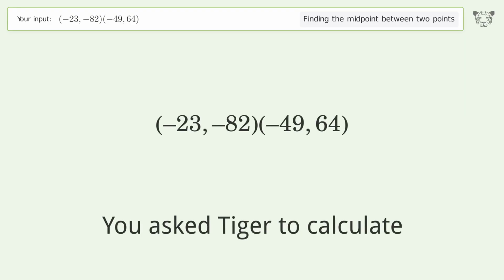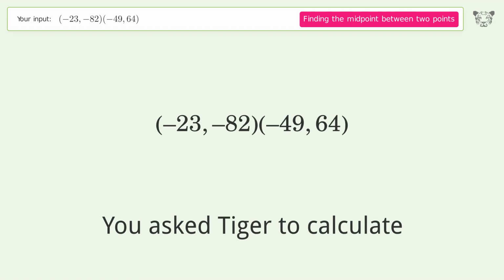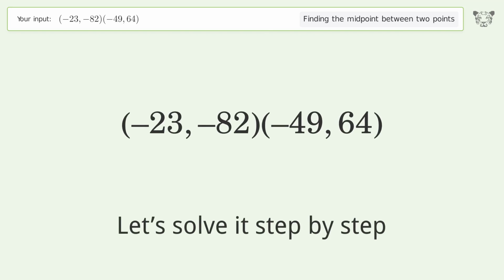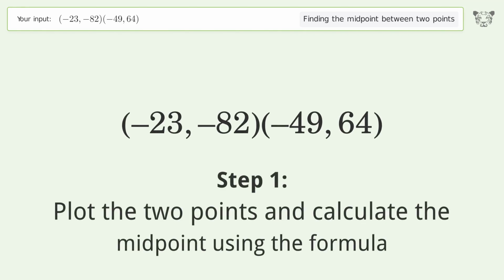You ask Tiger to calculate. This deals with finding the midpoint between 2 points. The midpoint between the 2 points is -36, -9. Let's solve it step by step. Plot the 2 points and calculate the midpoint using the formula.